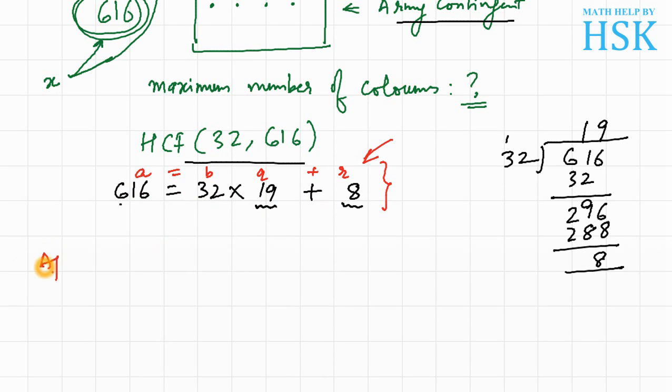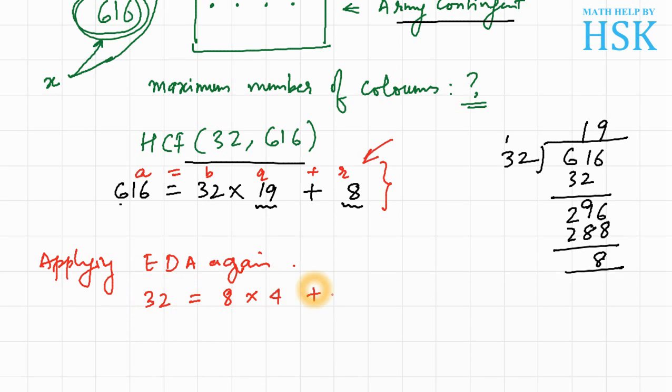So applying Euclid's division algorithm again, we get 32 is equal to 8 into 4 plus 0. Applying Euclid's division algorithm for 8 and 32, we get 32 is equal to 8 into 4 plus 0. Because the numbers were very easy, we can write them directly also.